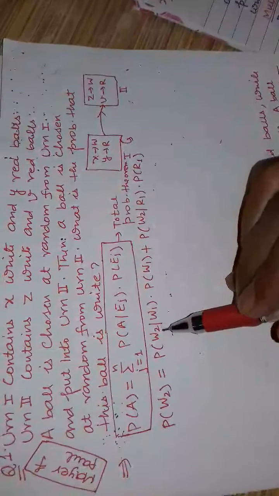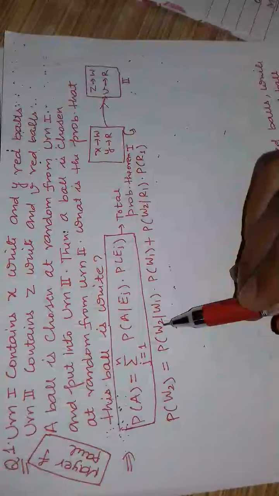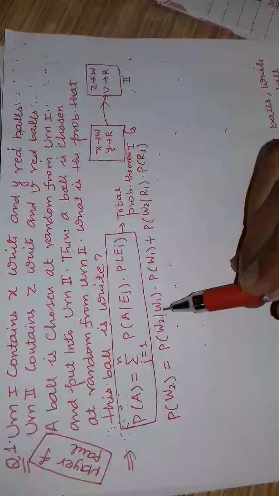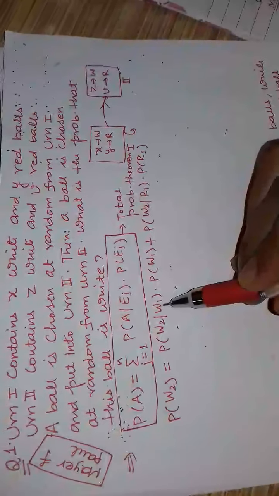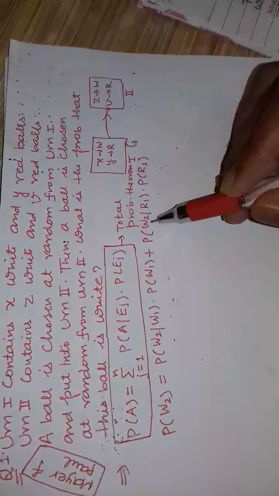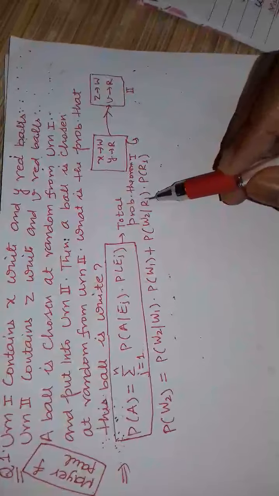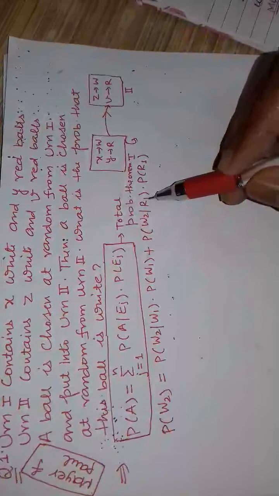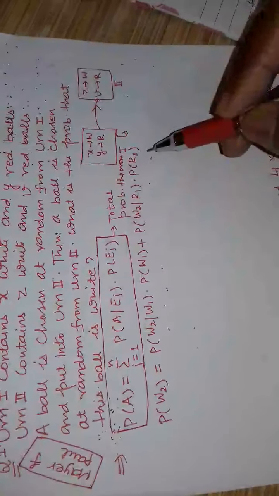Means what? The second ball in the second box is white, given that it is transferred from the first box and it is white. And in this situation, the probability of a white ball from the second box while the transferred ball from the first box was red. So there are two situations. So apply this formula in this situation.